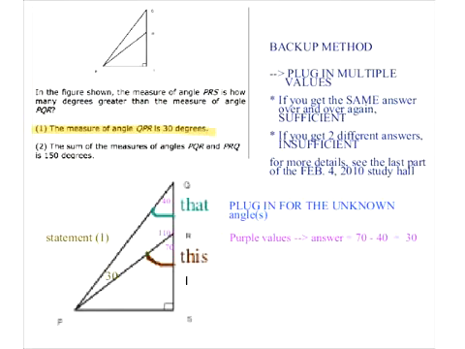Okay, let's try new values. Let's make that 1 degree. Then that would be 31, so this would be 149. And that would be 180 minus 149, which is 31. If I use those orange values, my answer is 31 minus 1. So I get the same answer.